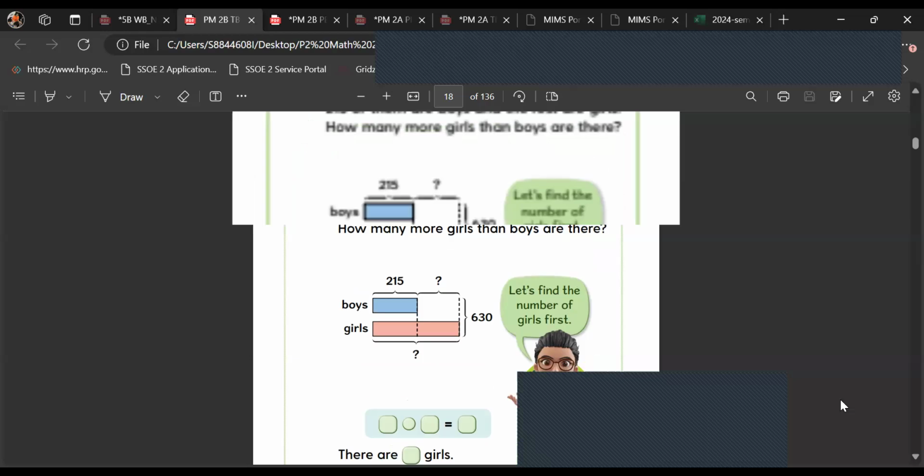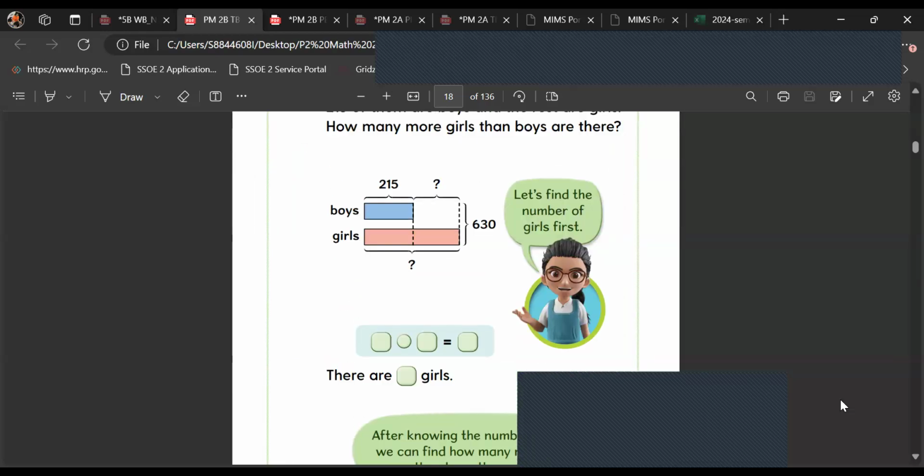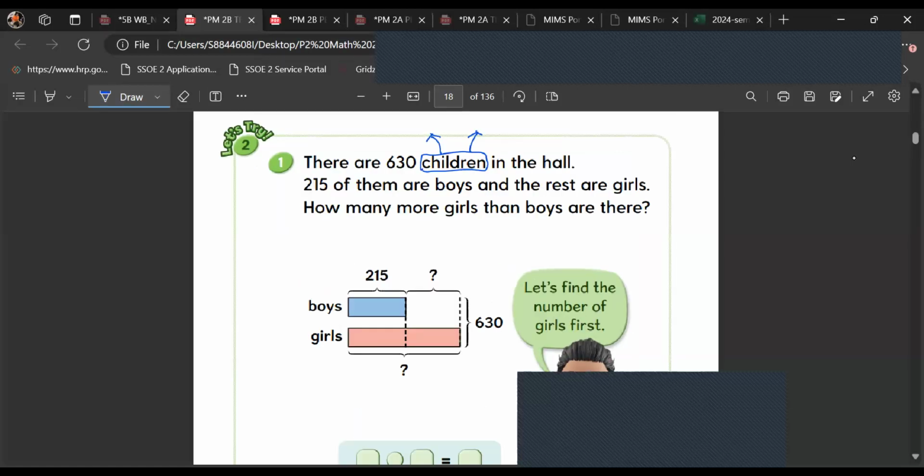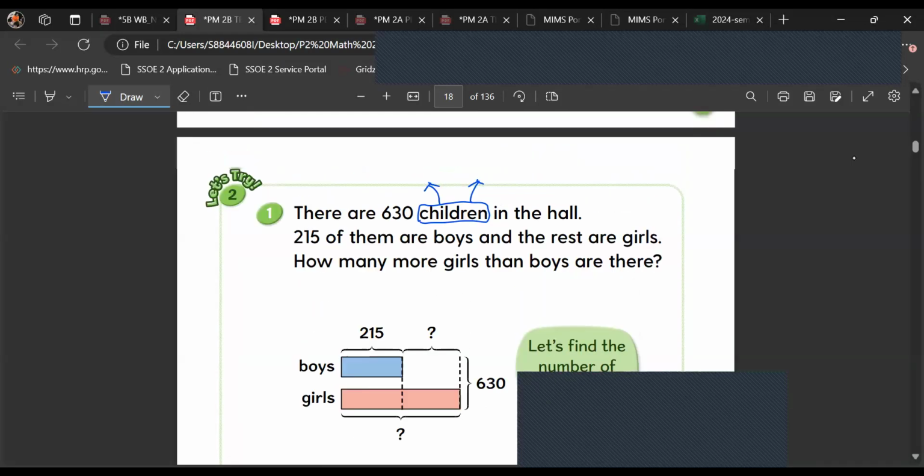It says here there are some children in the hall. You realize that the children here refers to 2 kinds. What are the 2 parts for children? One part is boys and the other part is girls. So you can already see one part is boys and one part is girls in the question.